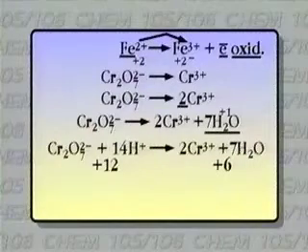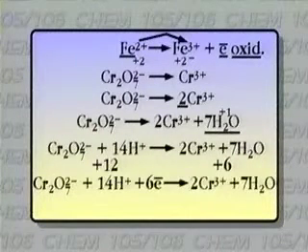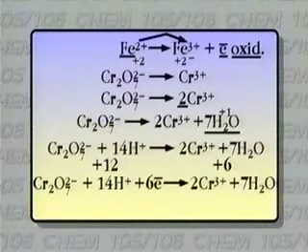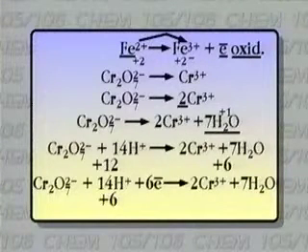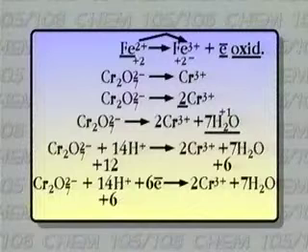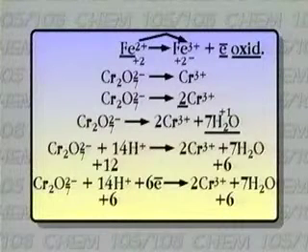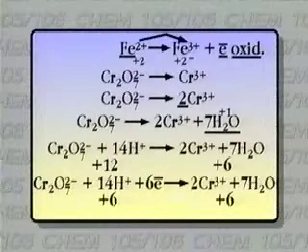And that's exactly what we do then. We now add the 6 electrons to this side. And so now we have a net charge of +6 over here and a +6 over here. We've now balanced the charge.